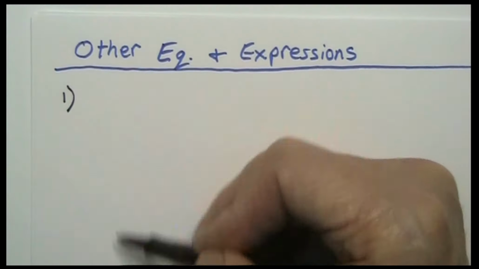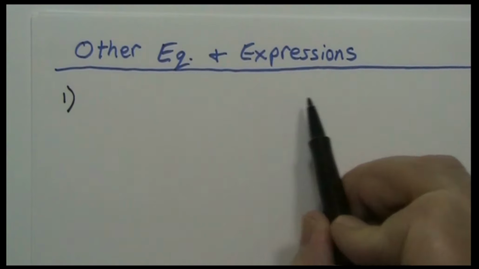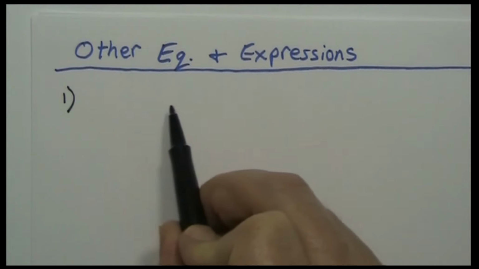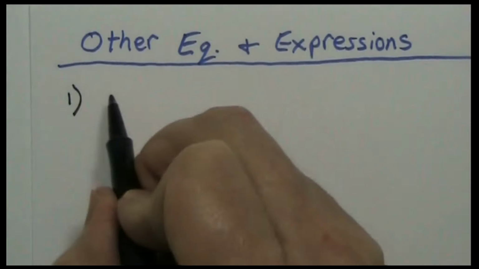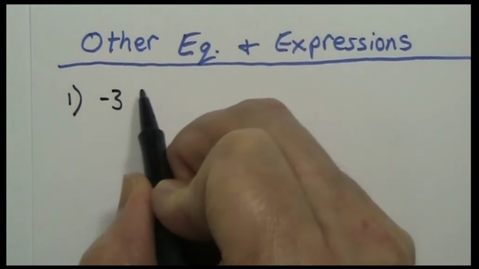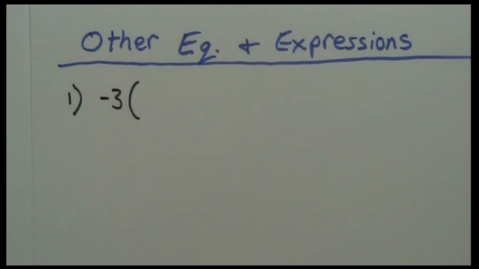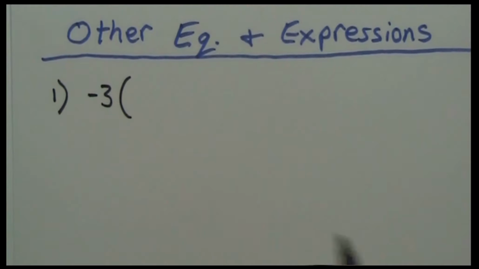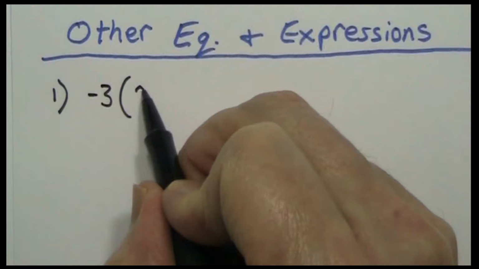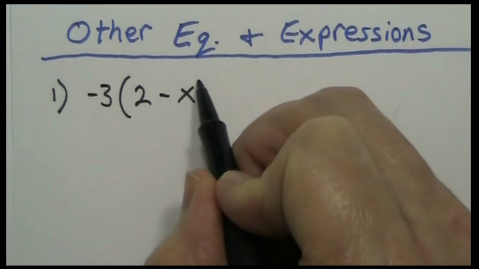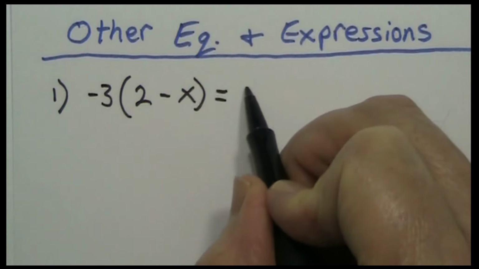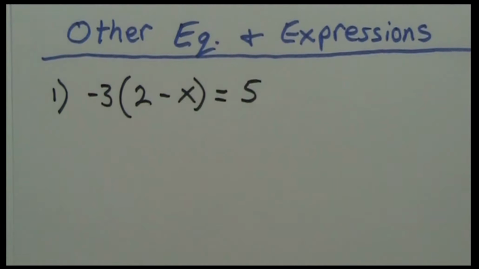Okay, I'm going to start at the top and go down. Over here, this is going to be a long problem, so I'm not going to go over very far. I'm going to write small. So let me just zoom in there. So it's -3 times the quantity 2 minus x equals 5.